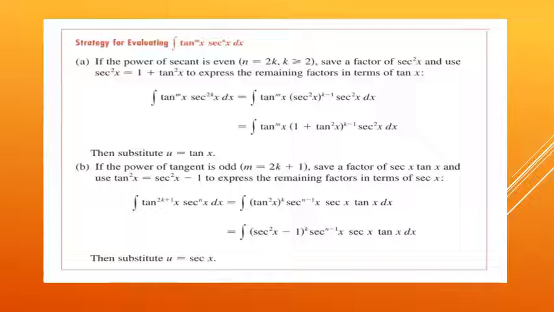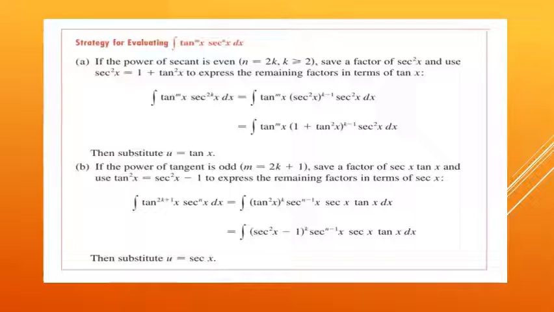Repeat it again. Okay, so here we have the integral of tan^m x sec^2k x dx. So we save the factor here for sec^2 x. So we write it as tan^m x sec^2 x to the power k-1 times sec^2 x dx, which equals tan^m x (1 + tan^2 x)^(k-1) sec^2 x dx. That means we put the value of sec^2 x = 1 + tan^2 x and we save the factor for sec^2 x and we substitute by using u = tan x.